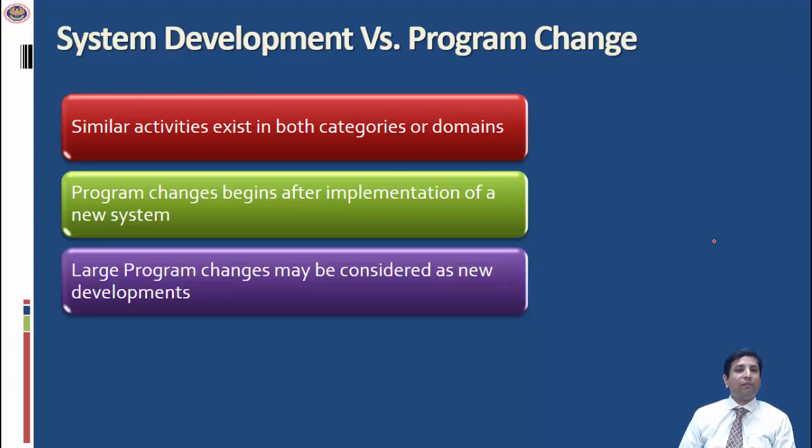However, in case after the implementation of an ERP, if there are large program changes which are required, for example, implementing a new module, or it could be implementing of a new or improved version of the ERP where the functionality has changed. In that case also, a program change which is very large can also be considered as a system development phase. So these are the key differences between the system development phase and program change phase.